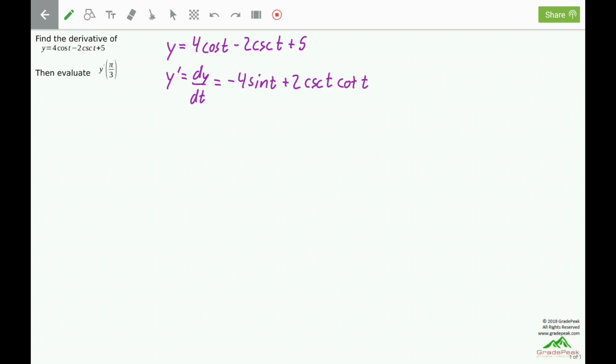The third term is a constant with no t's. The derivative of that will be a 0. So there's our overall derivative, y prime.